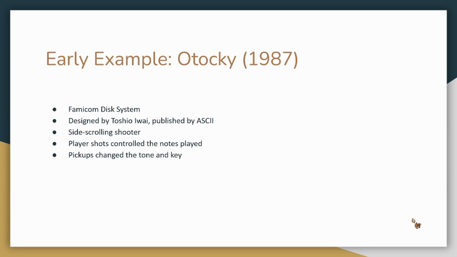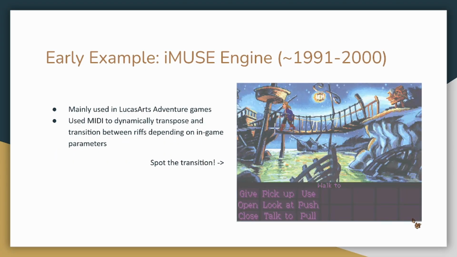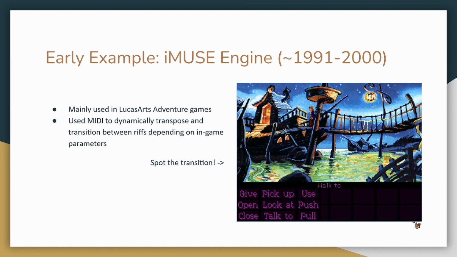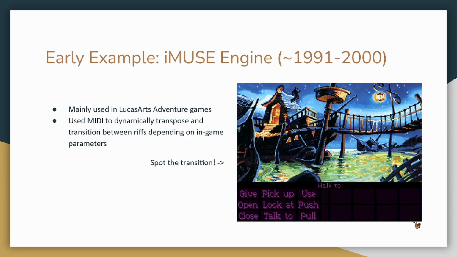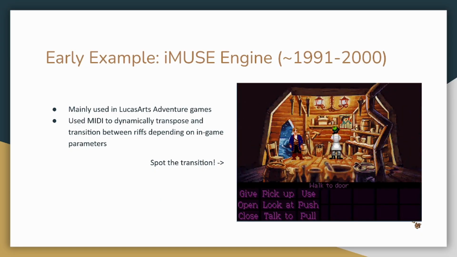And then for transformational, we have early iMuse engine games. So think Monkey Island and stuff like that. LucasArts adventure games. They actually used MIDI to dynamically transpose and transition between different area riffs, depending on where you are in game, what you're doing, who you're talking to, stuff like that.